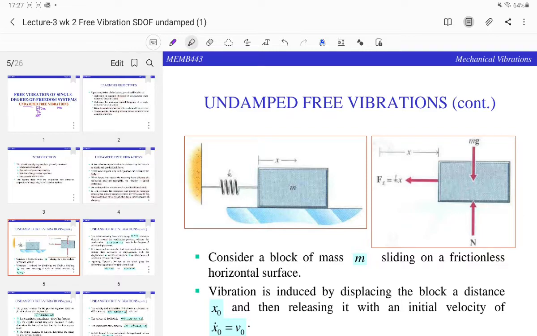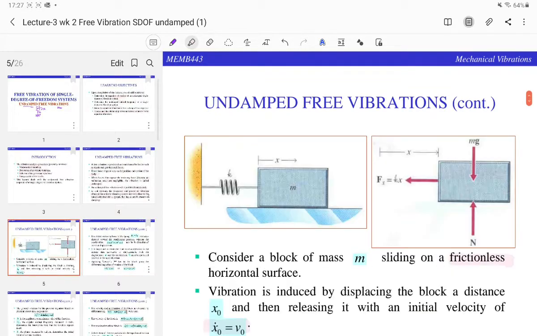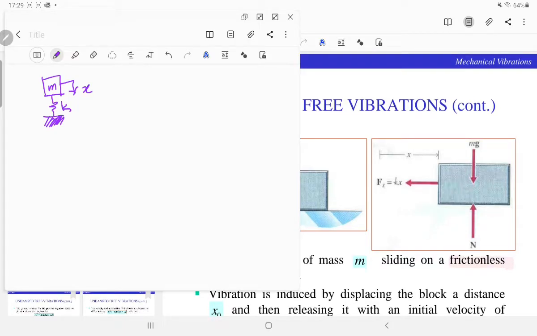Let us take a look at a block of mass M sliding frictionlessly on a horizontal surface, and vibration is induced by displacing the block by a distance, then releasing it with an initial velocity of x0 dot, which also equals v0. If you remember, maybe we can derive this equation of motion. Let's say I have this single degree of freedom system as shown in the notes here. How do you derive your equation of motion?